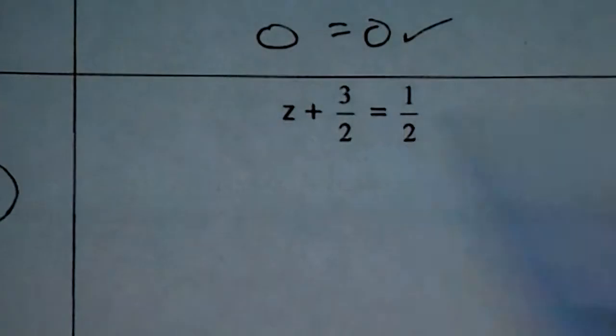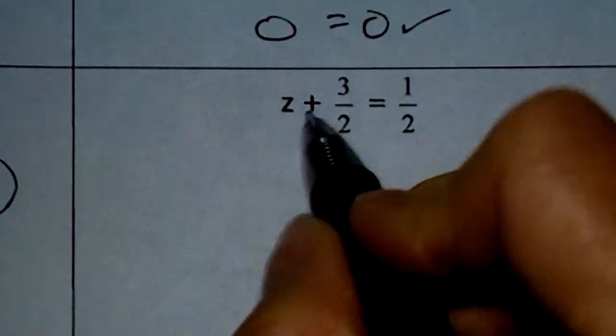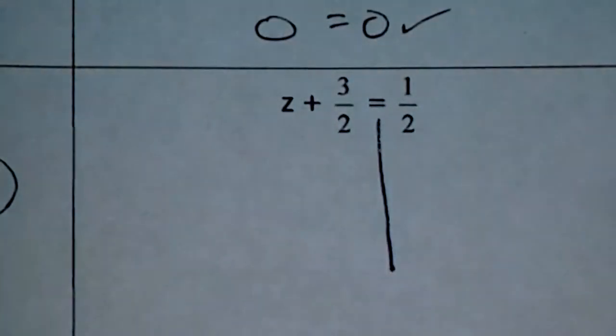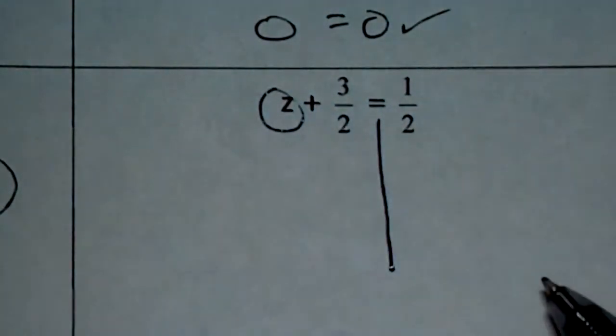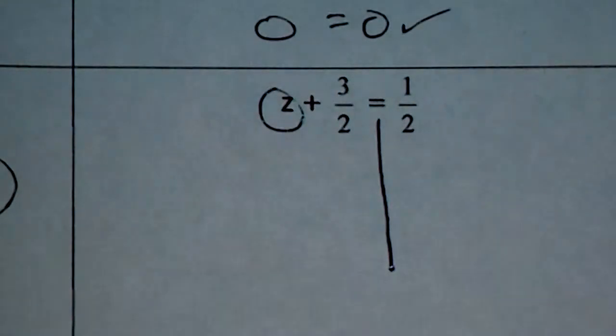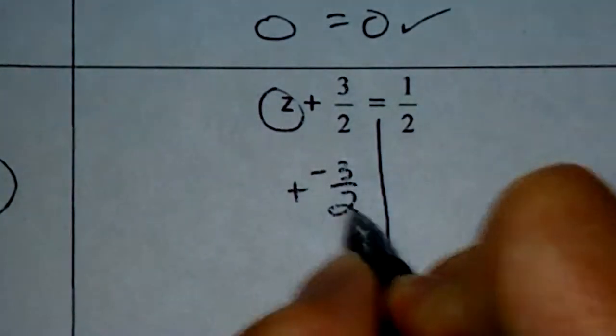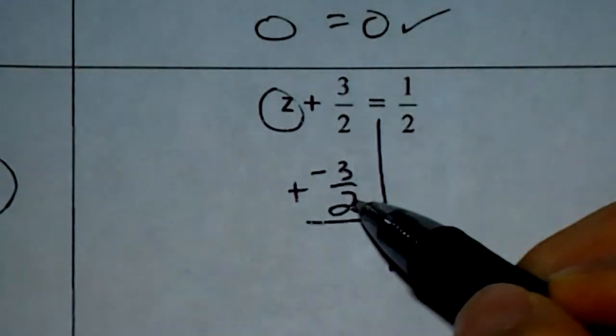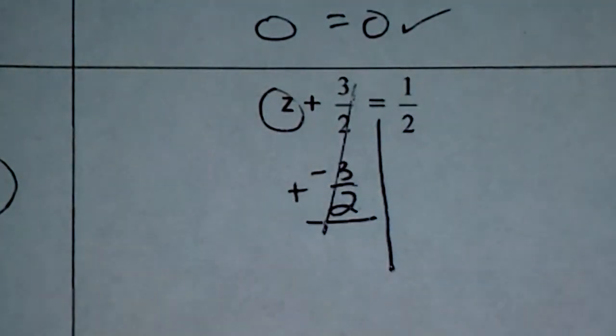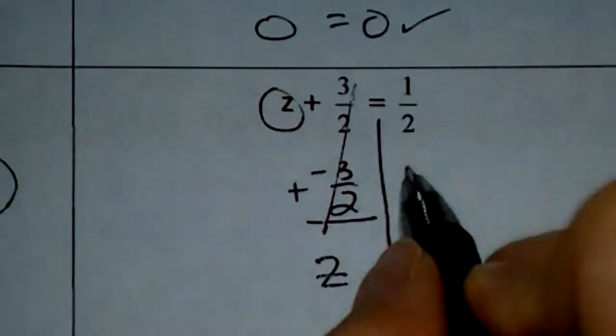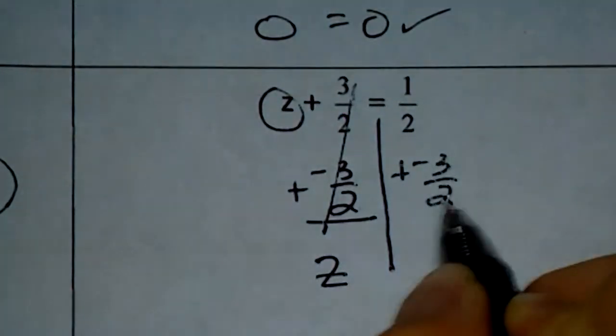Z plus 3/2 equals 1/2. Just because there's a fraction here doesn't change this. This is an addition equation here. I'm going to draw my line. I want to cancel out 3/2, right? Because that's what's being added to the Z. To cancel out a number that's being added, you add its opposite. The opposite of 3/2 isn't 2/3. I'm not asking you for reciprocals. We're just given opposite signs. So I'm going to add negative 3/2. Because 3/2 plus negative 3/2 is 0. Z's alone.